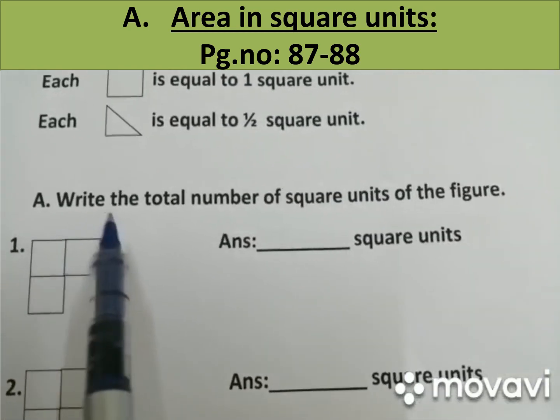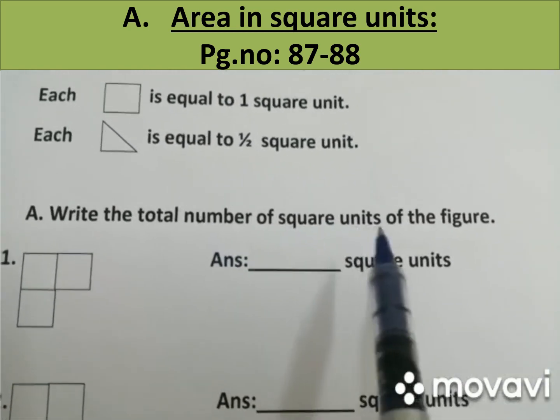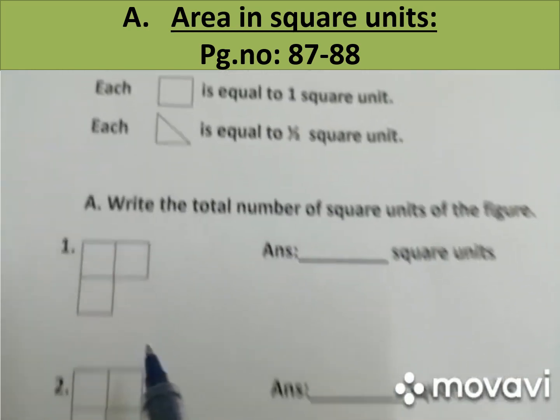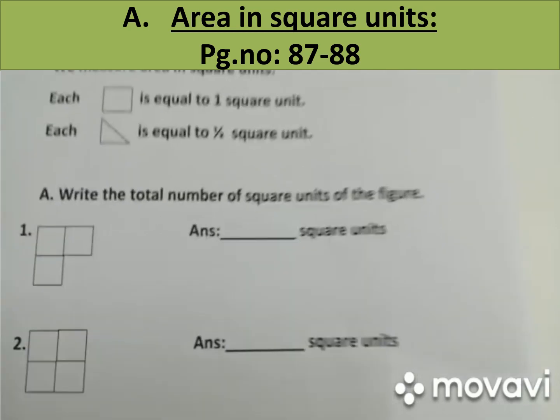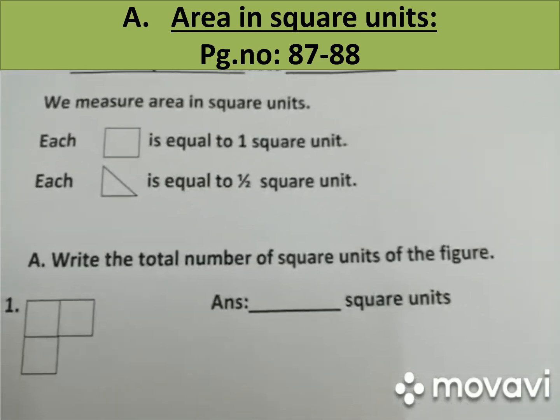So number one, A part, write the total number of square units of the figure. See, there are some figures. So now what you have to write? You have to write the total number of square units. How many squares are there?